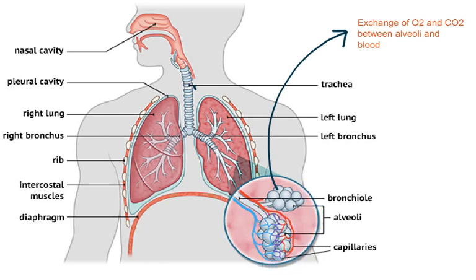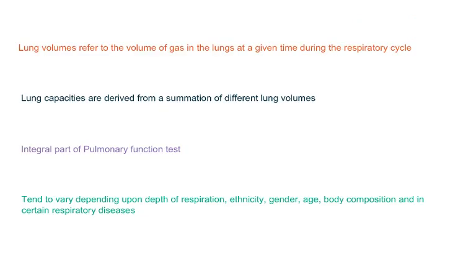And the main function of the lung, that is exchange of oxygen and carbon dioxide, occurs between these alveoli and blood. Lung volume or respiratory volume is the volume of the gas in the lungs at a given time during respiratory cycle. And lung capacities are derived by adding 2 or more lung volumes. It is important to understand lung volumes and capacities because they form an important part of pulmonary function test. And pulmonary function tests are required to diagnose and differentiate different respiratory diseases, specifically obstructive and restrictive lung diseases.